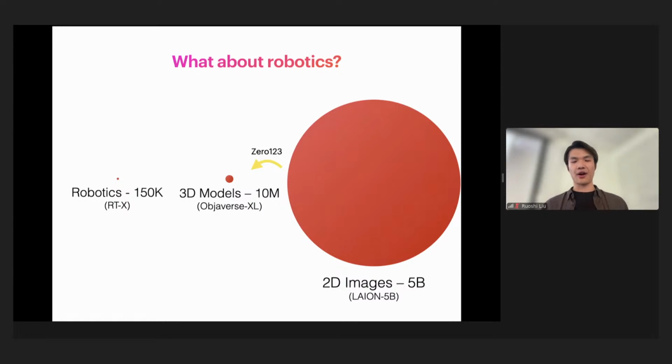The biggest robotics data set, there's a paper called RTX that's by Google, collaborating with a bunch of institutes. They basically pull 60 different data sets across the years, and then they create the biggest robotics data set ever, and it's this little dot here, right? So the interesting academic question to ask is, can we follow similar logic, use the priors from 2D and 3D to help robotic tasks, which I think is very exciting.